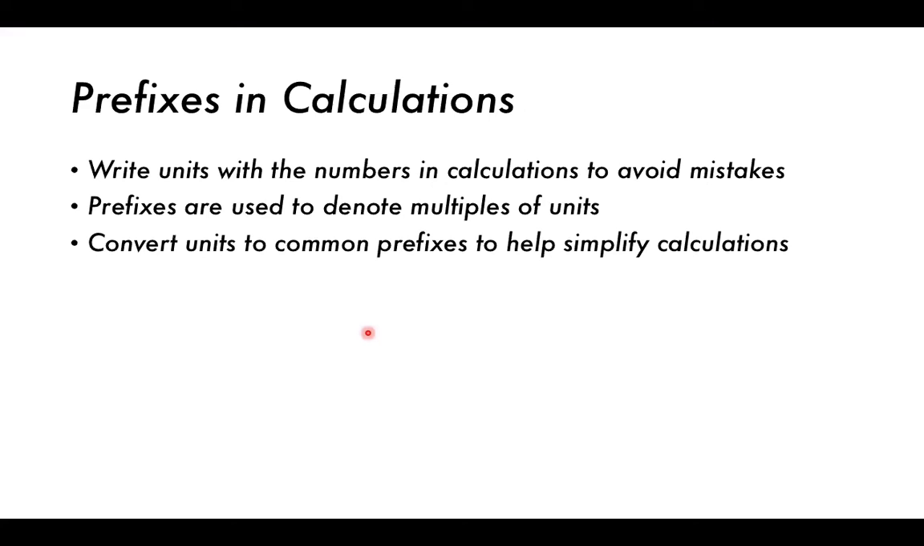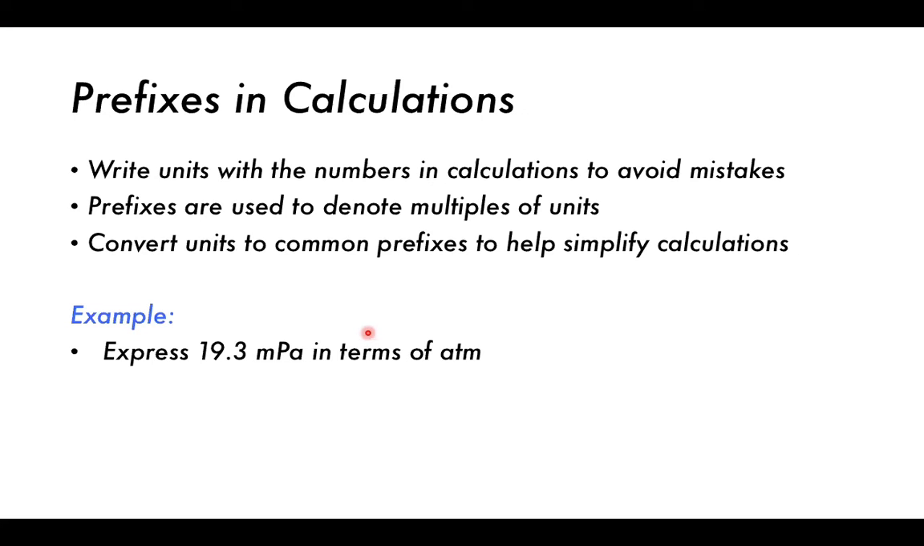Convert units to common prefixes to help simplify calculations. So for example, if we're dealing with several different length measurements, we have one measurement in meters, one in centimeters, another in millimeters or kilometers or whatever, it's often best to simplify that calculation by converting all of the units into one common unit, whether that be centimeters, millimeters, meters, whatever helps you to best solve the problem, unless you have been told which unit you should use.